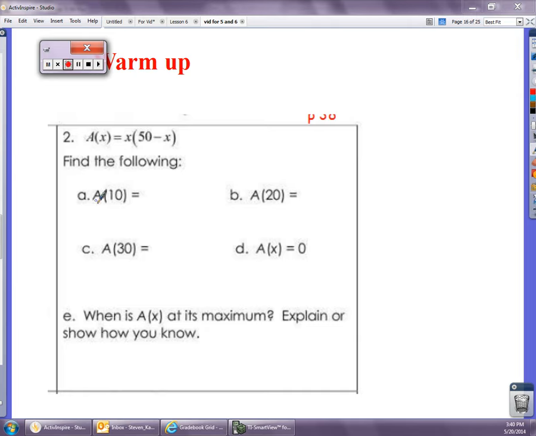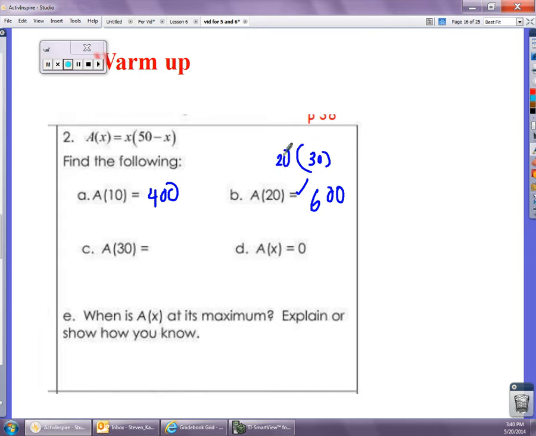So here you're just saying, what will this equal when x is 10? If you plug a 10 in, you get 10 times 50 minus 10, which is 400. Same thing goes for these. When you plug a 20 in, what do you get? You get 50 minus 20, which is 30, and 30 times that original x, which is 20. I'm sorry, you do get 600. And then here, when you plug in a 30, again, I believe you get a 600.